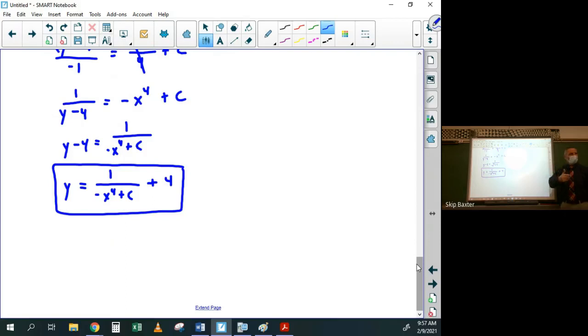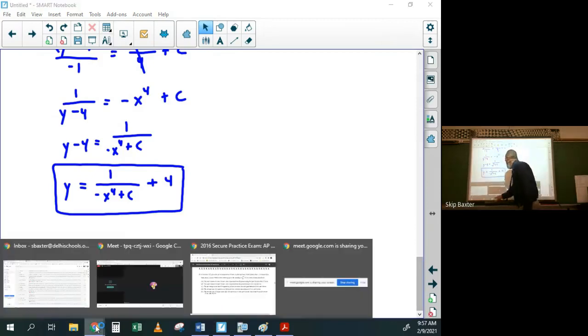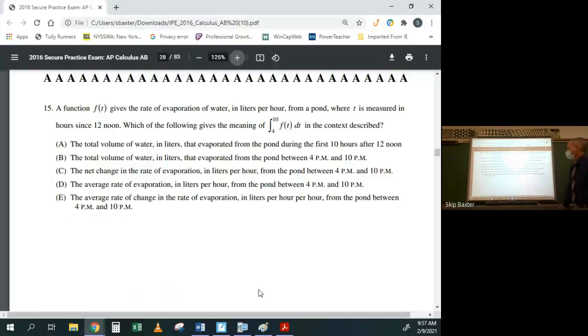Everybody good? All right, so the homework tonight is on AP Classroom, actually. They didn't have a good section on this in Delta Math. So it's on AP Classroom, and it's just separable differential equations or something like that. I do have a problem of the day also. So, figure this one out. This one's not hard, I don't think.